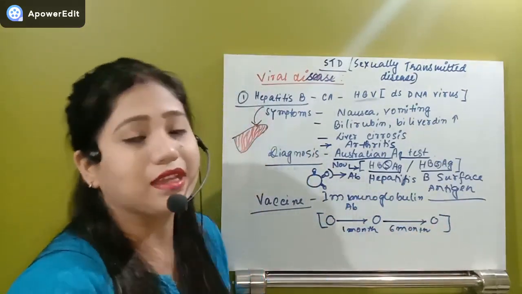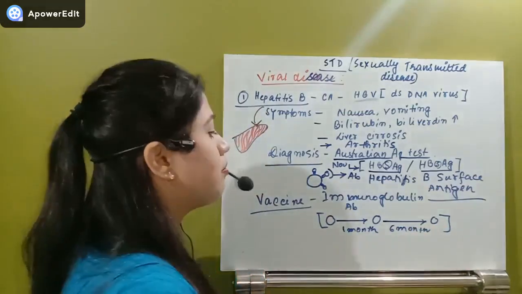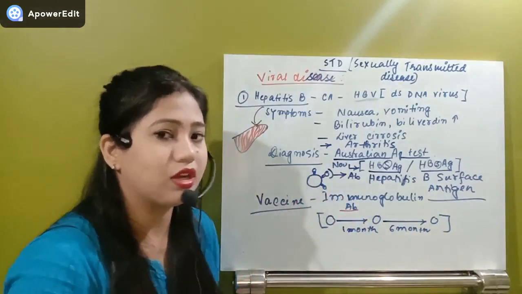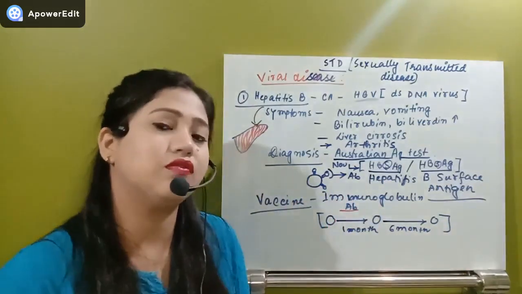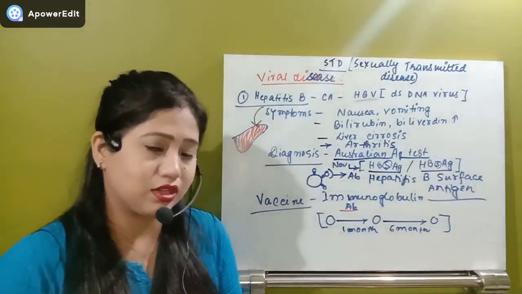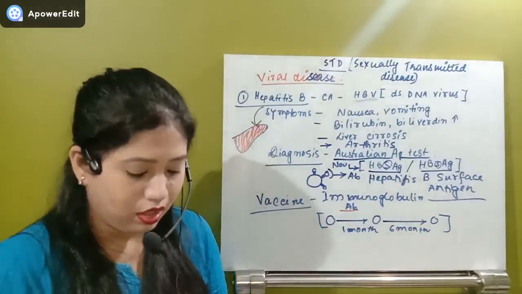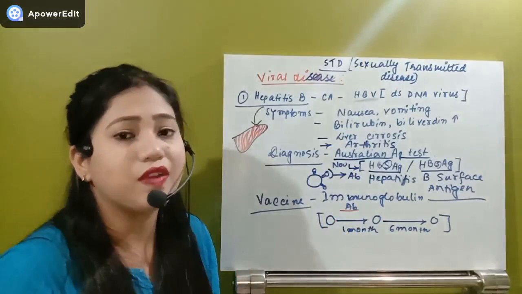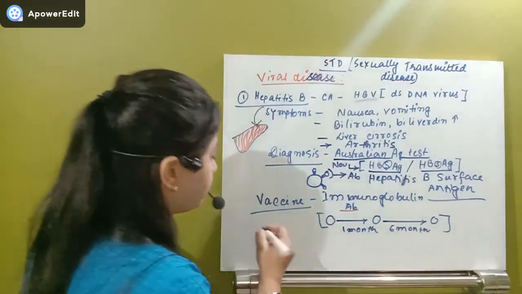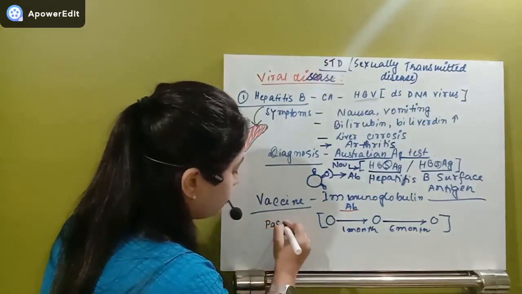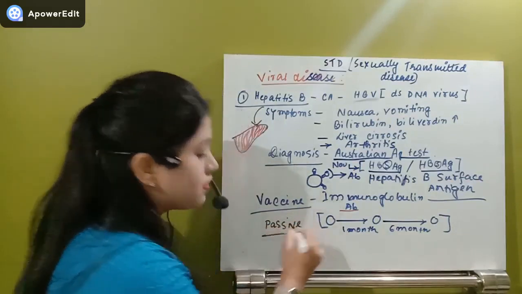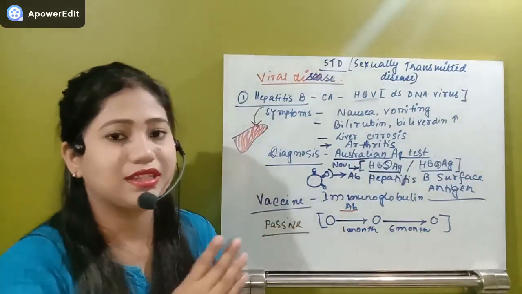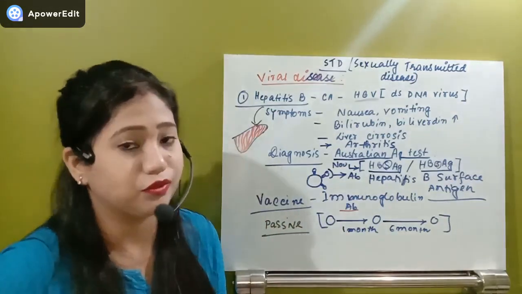And in that vaccine, what is present is simply antibody. And that antibody, if it is taken in three doses, will give immunization for lifetime. Now, what is happening? What type of immunity will it give? See, the type of immunity is passive immunity. Now, what is passive immunity? There are two types of immunity we have. One is active immunity and another is passive immunity.